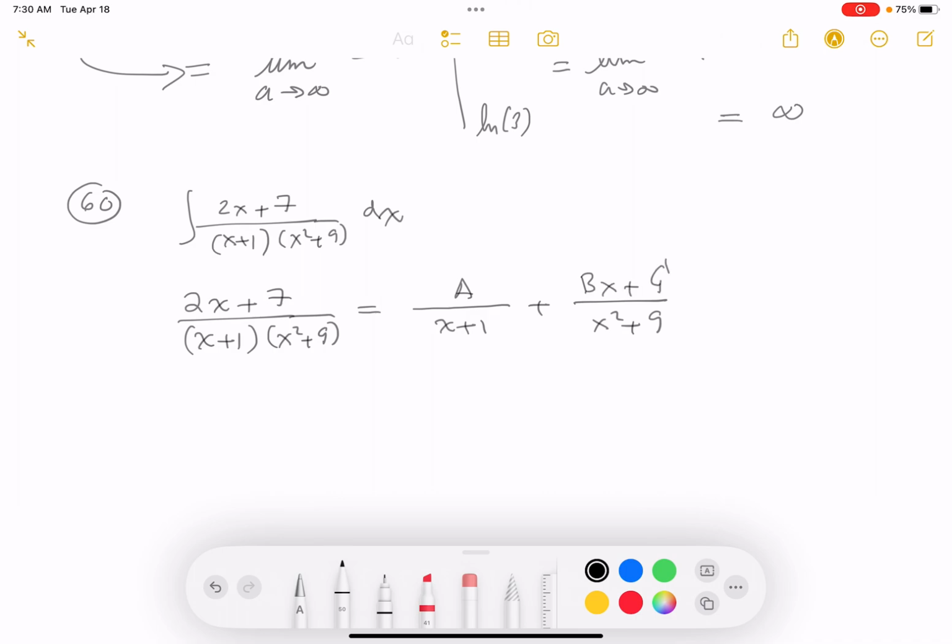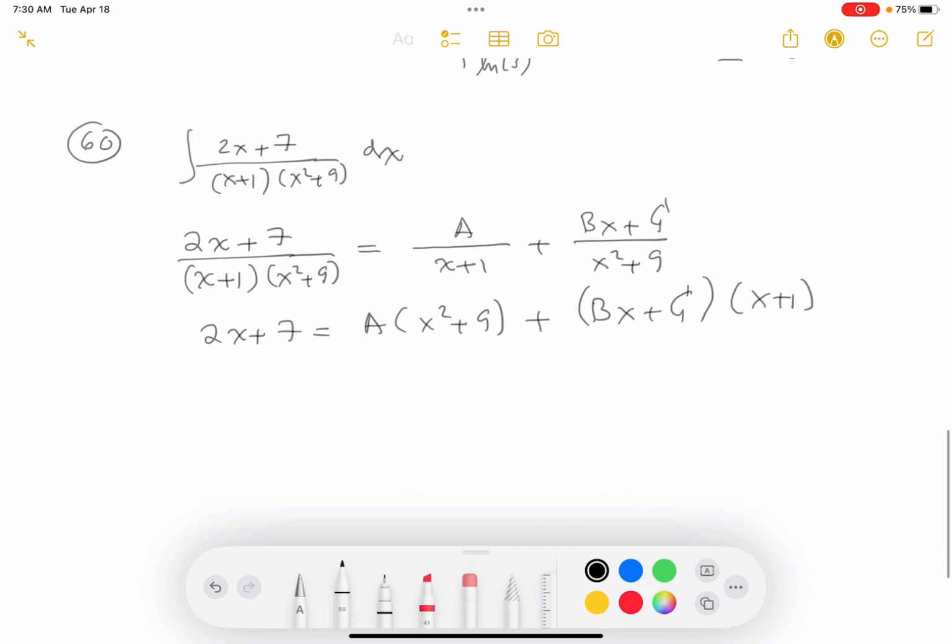I'm going to clear the fraction. What do you get? 2x plus 7 equals A times x squared plus 9. I'm multiplying both sides by the LCD, by the way. That's going to be plus (Bx plus C) times (x plus 1). I'm going to pick an easy x. And what I mean by that is an x that is going to make something disappear on the right side. I'll pick minus 1. What does this give you? It gives you 5, and then you're going to get 10A, right? The second term, the (Bx plus C) times (x plus 1), disappears. Do I know what A is? I do. A is 1/2.